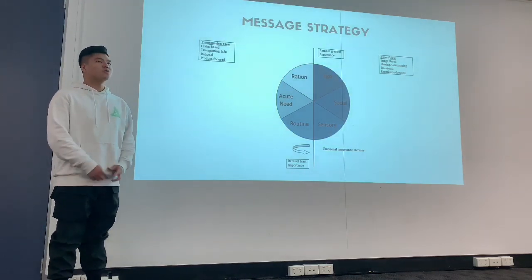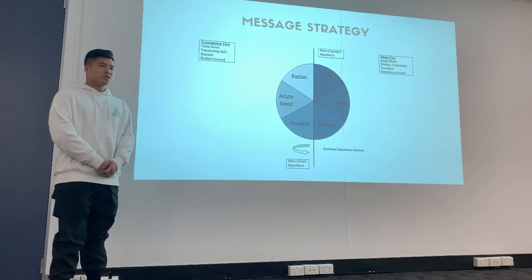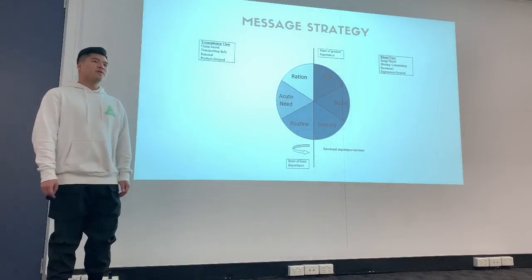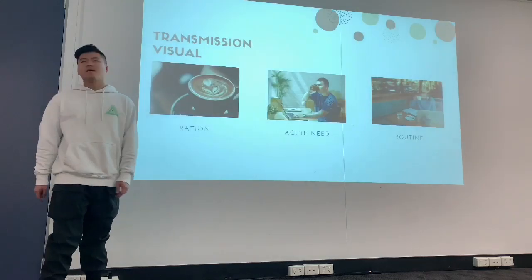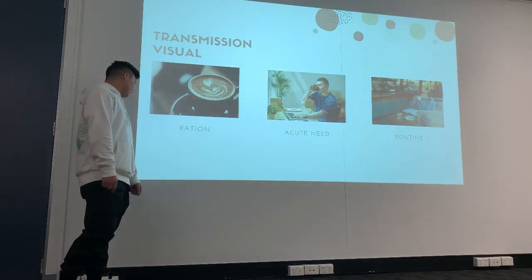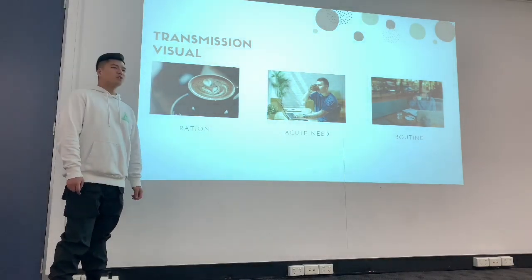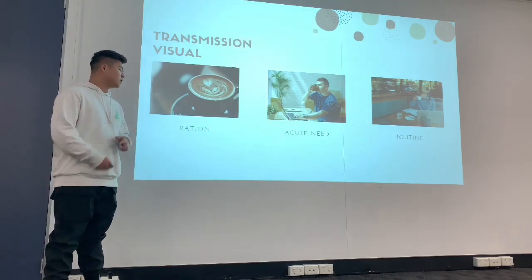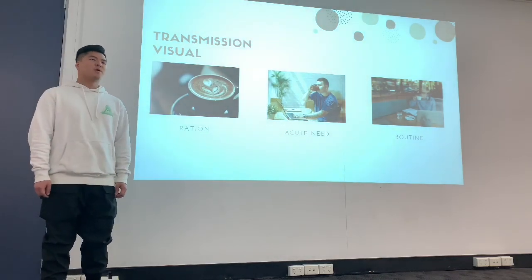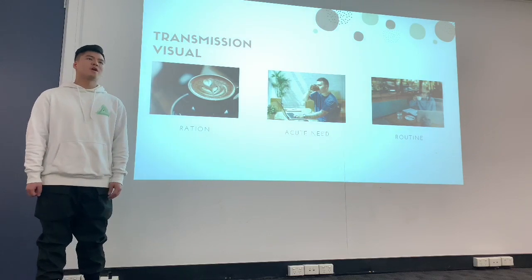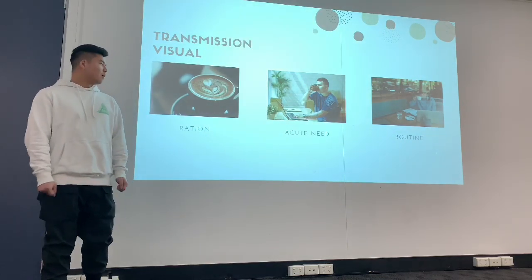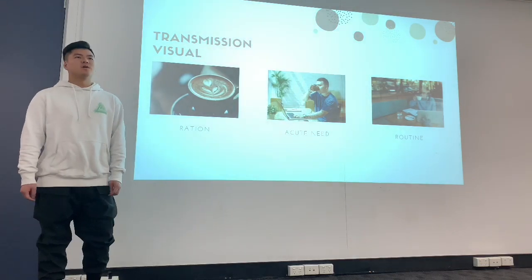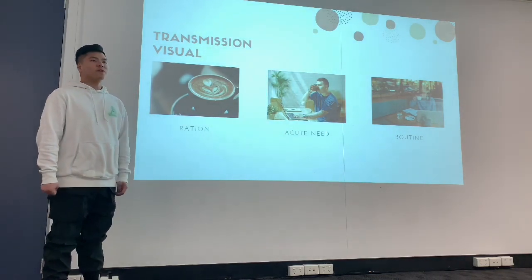I'm going to talk about the transmission view first. It consists of three parts: ration, acute need, and routine. For the first one, ration. The ration segment is based on consumer needs for information. The main purpose of this part of advertising is to inform and persuade consumers based on logic. For example, we would like to tell the customer the benefits of drinking coffee.